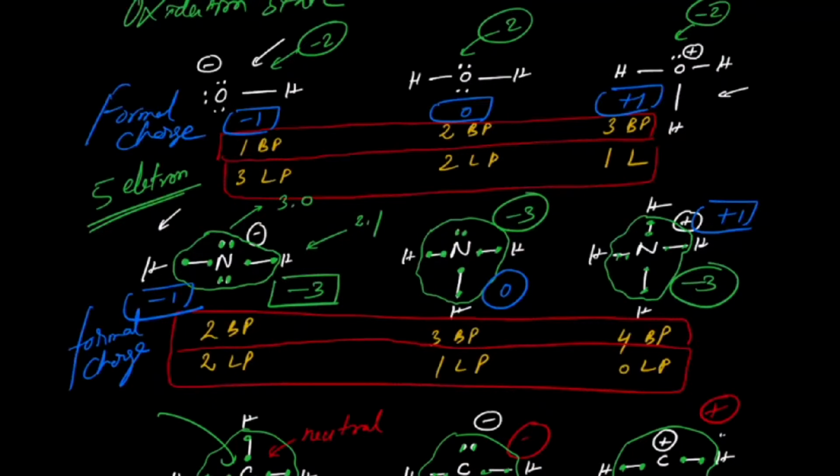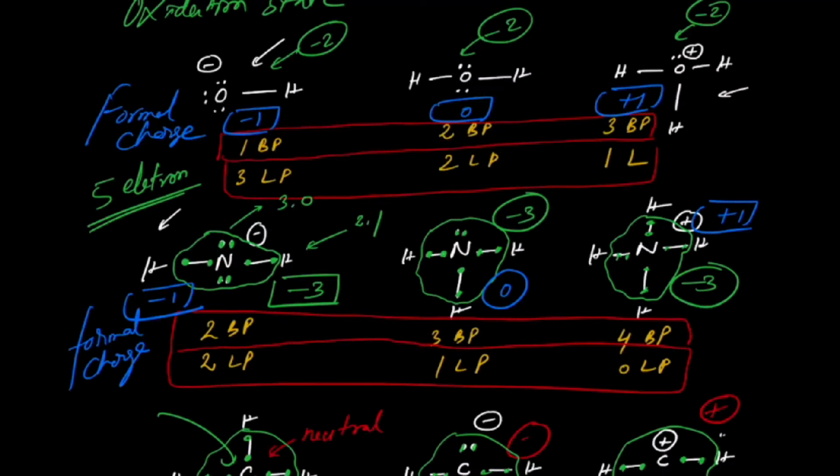Same thing for amide, ammonia, and ammonium. Amide holds negative charge, that's why formal charge on nitrogen is -1. Ammonia is neutral, so formal charge is 0. And ammonium is positive, we write NH4 plus, so formal charge on nitrogen is +1. Clear?